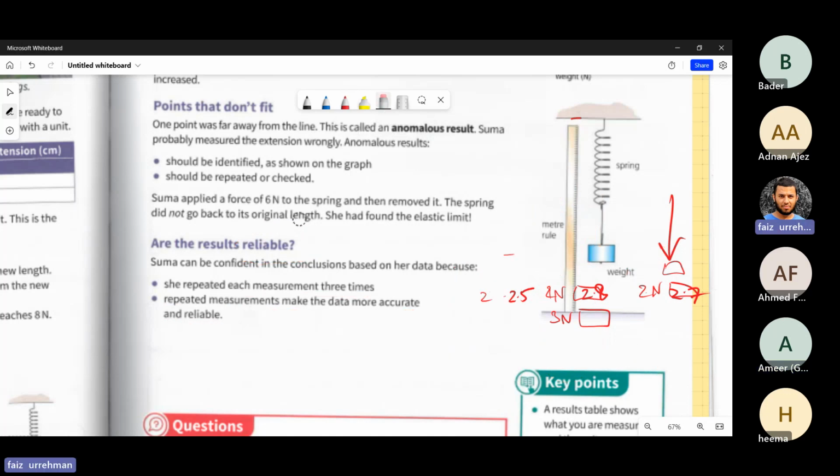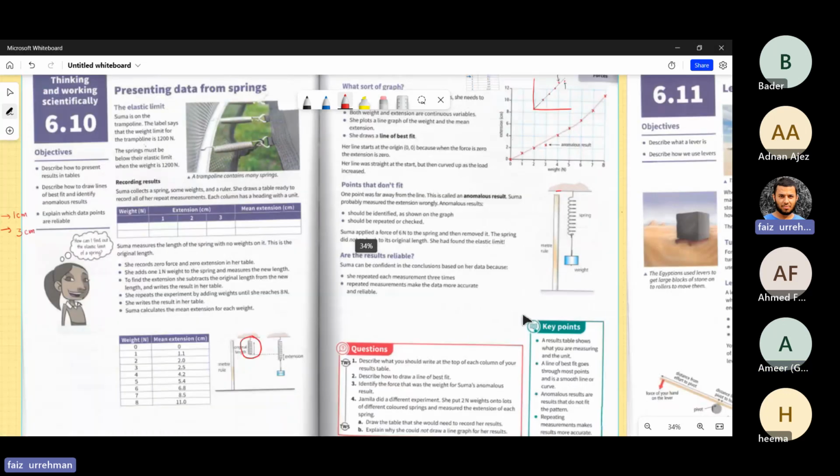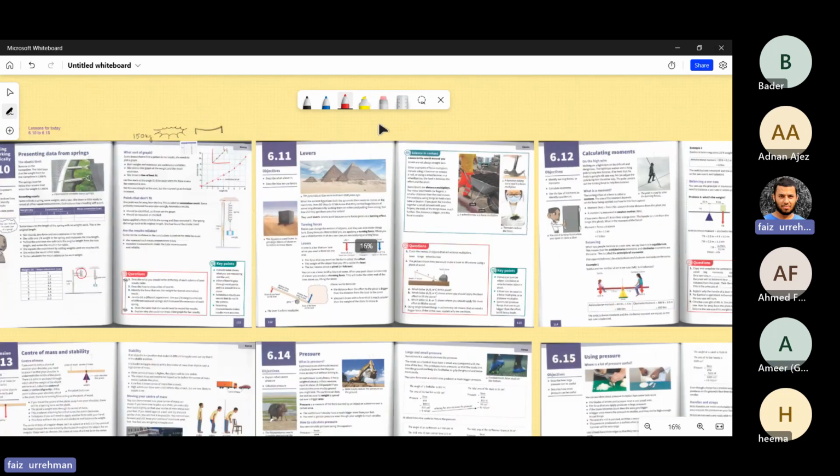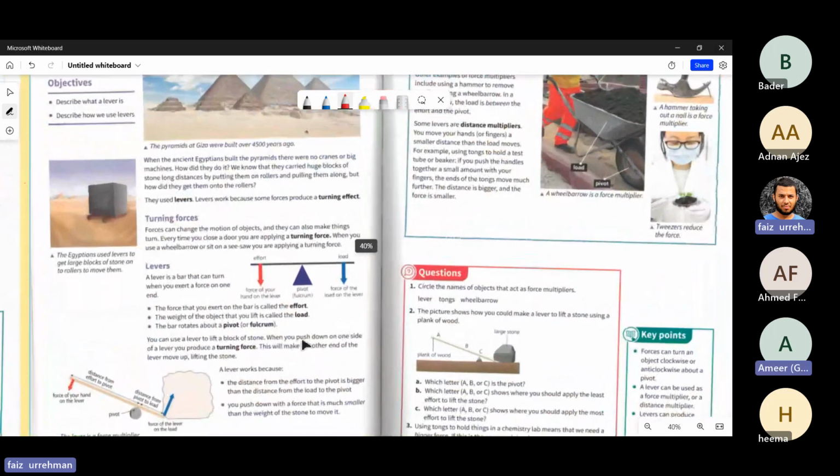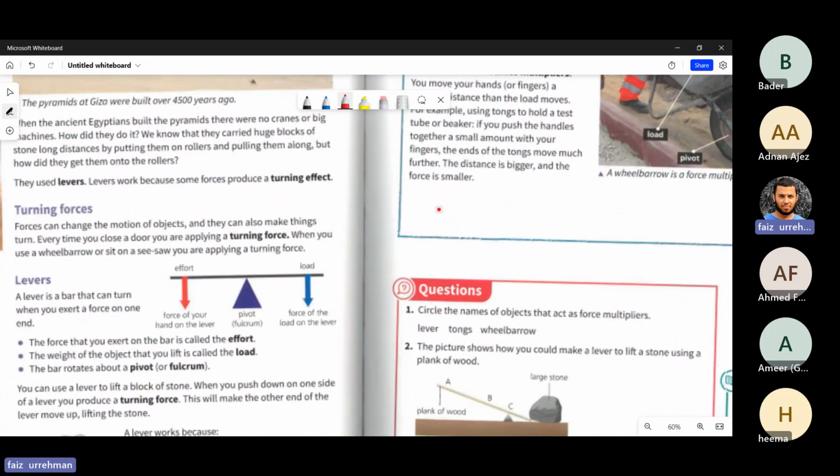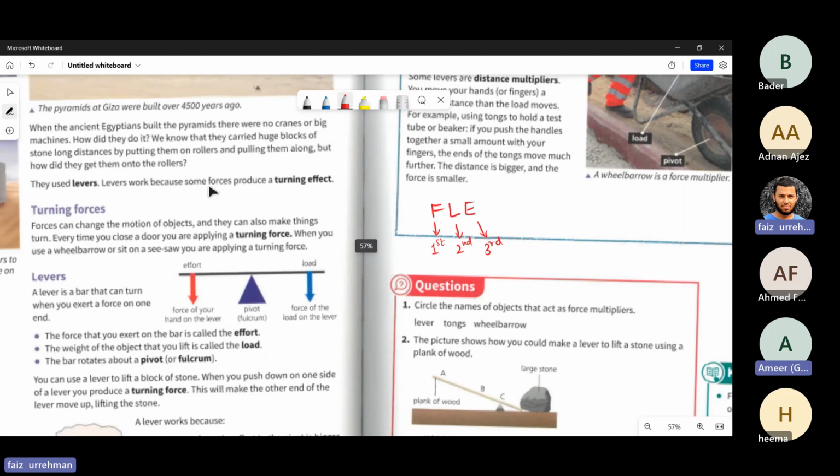Okay, this chapter was not difficult. This is very simple. And we studied basically about Hooke's law, the activity based on Hooke's law. Now levers we have already taken. I will just tell you what we discussed. We discussed FLE: if the fulcrum is in the center, it's a first class lever; load in the middle, second class lever; and effort in the middle, third class lever.